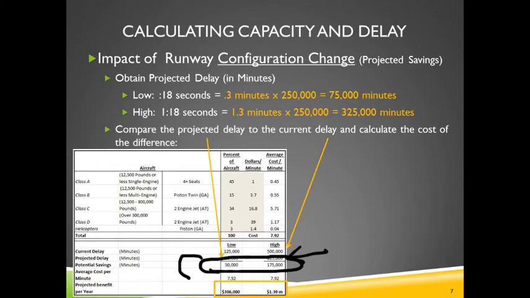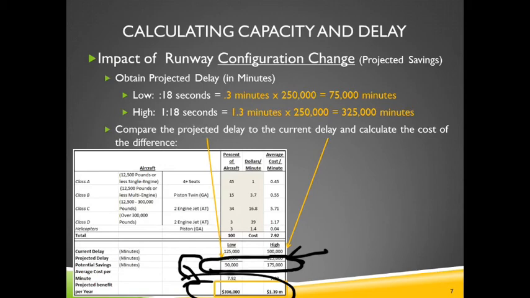Multiply that times our cost per minute to get our projected benefit per year. In other words, that is how much you would save per year at your airport if we used runway configuration number 4, far parallel, instead of runway configuration number 3, the intermediate parallel.